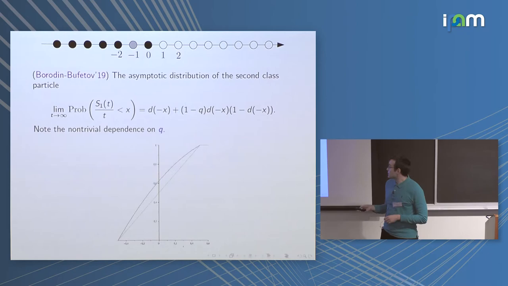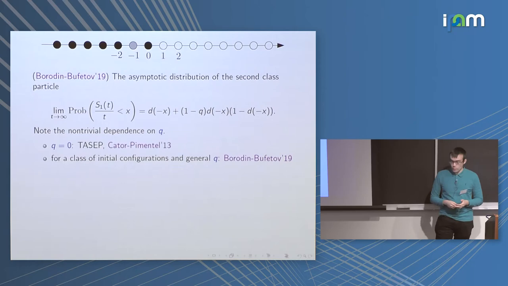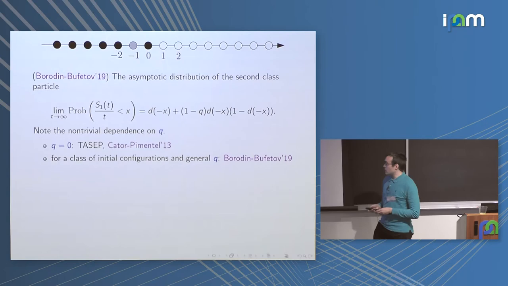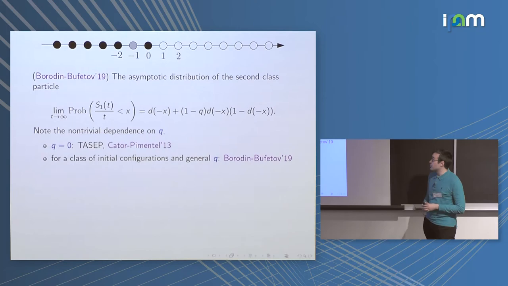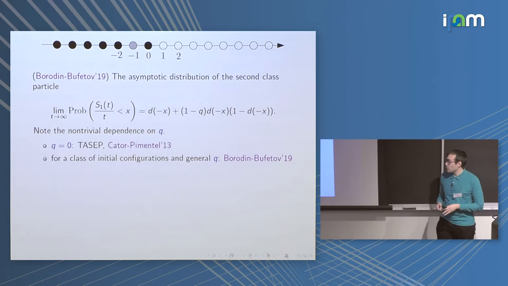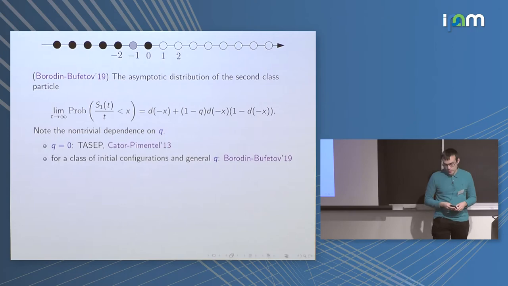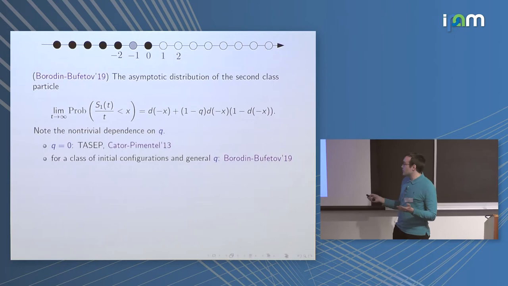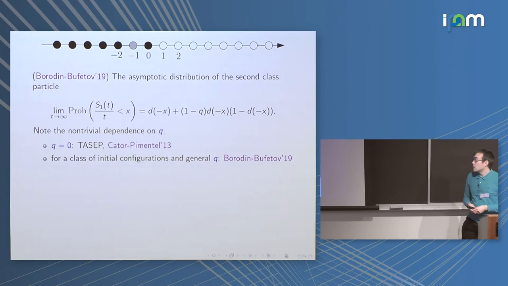And I should mention that for q equal to zero, for TASEP, such questions were addressed, and there is actually a general theorem by Ferrari, Pimentel and collaborators, who studied the asymptotic distribution of the second class particle for basically arbitrary initial conditions. But for ASEP, when q is not zero, it was not clear how to address these questions, because it's unclear how the methods of Ferrari and Kipnis and the methods of Ferrari and Pimentel can be applied in the ASEP case.